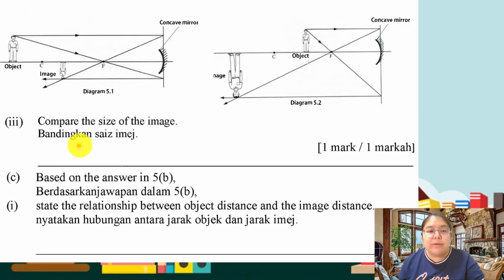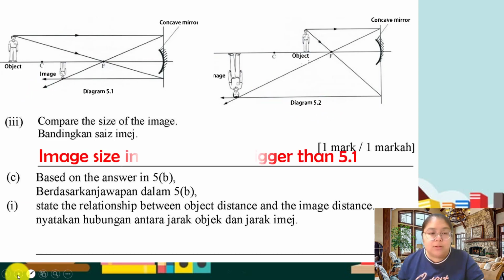Okay, the third comparison is about the size of the image. So you can find it. The size of the image in diagram 5.2 is bigger than 5.1. Okay, image size 5.2 is bigger than 5.1.